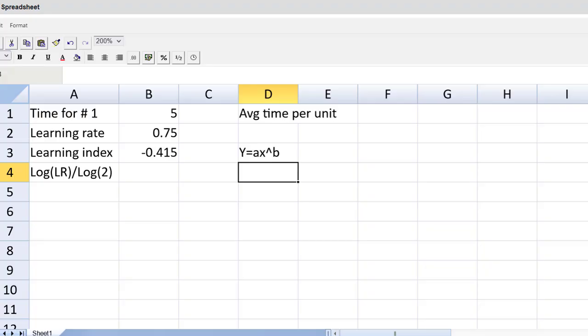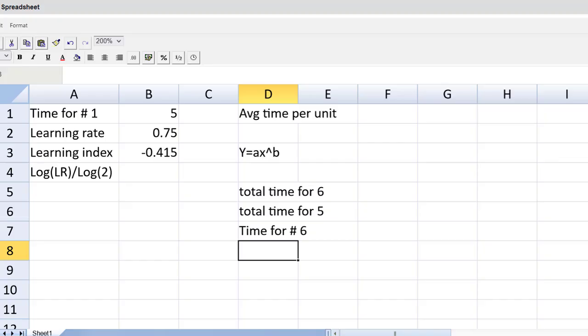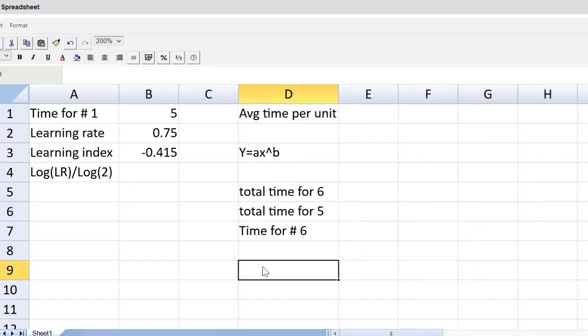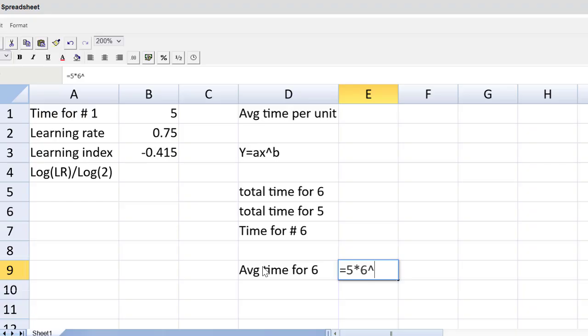All right, now that we see what that formula is all about, in the exam, I'm just going to write this. Total time for 6, total time for 5, time for number 6. That is my little template. So I'm going to come down here and I'm going to get the average time for 6. When we make 6, that's going to be equal to A. That's time for number 1, 5. Okay, multiplied by 6 to the power of the learning rate. And they gave it to us in the story. So let's just use the -0.415 given to us in the story.